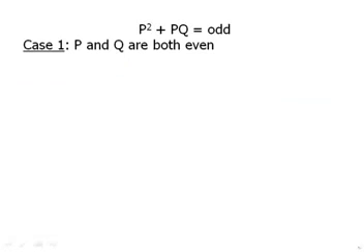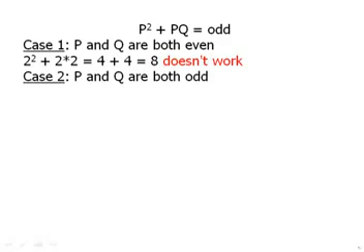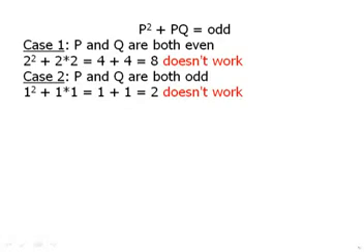Case 1. P and q are both even, so we're just going to plug in 2. P equals 2 and q equals 2. We're going to get 2 squared plus 2 times 2, 4 plus 4 is 8. That's an even number. That doesn't work. We'll try both odd. Pretend that they're both equal to 1. P equals 1, q equals 1. We plug in, we get 1 plus 1 is 2, which is an even number. That doesn't work.